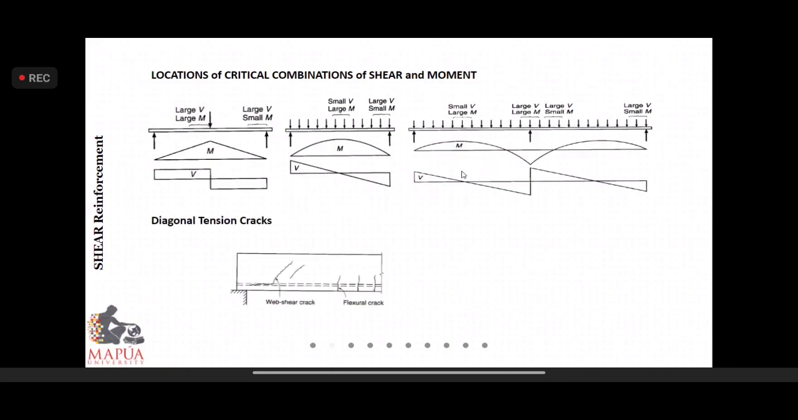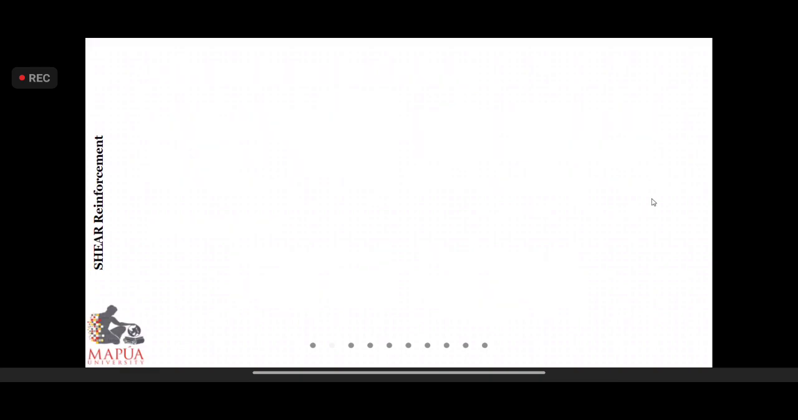The diagonal tension cracks imply the following. If you are dealing with this type of crack, we are actually seeing web shear crack about 90 degrees. This will be flexural crack. About 45 degrees, this will be shear crack. In case you see this type of crack in a structural element, this will be flexure shear crack because of about 90 degrees here and a 45 degree crack here. This is flexural crack.